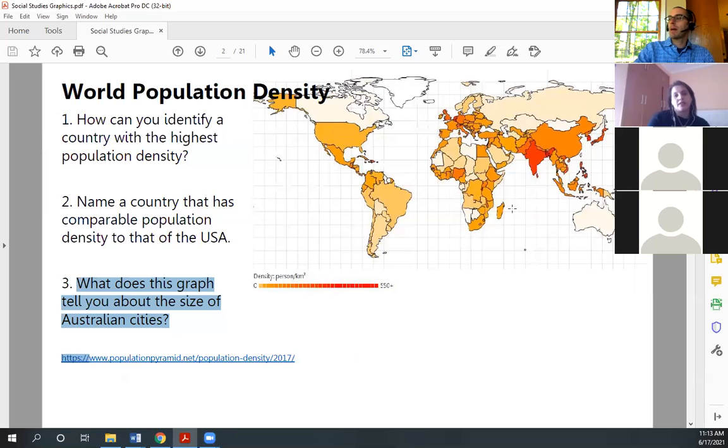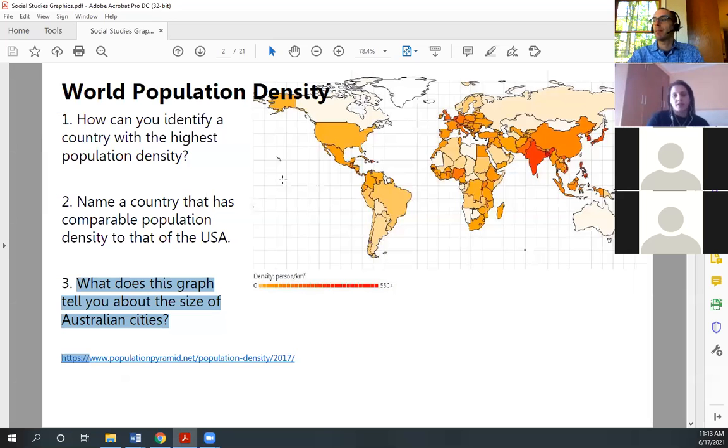So when you look at a map, there is a difference between the land and the people. Let's say two countries each have 10 million people, but one country's very small and one country's very big. They're going to show up on this map very differently, even though they have the same population of 10 million people.